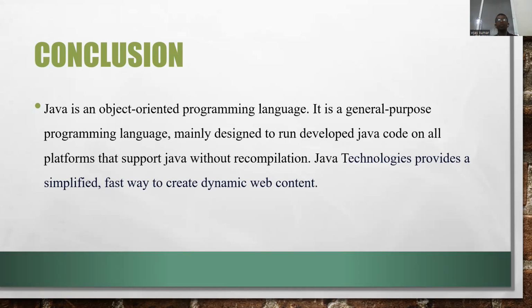Java is a general purpose programming language, mainly designed so that the developed Java code runs on all the platforms that support Java without recompilation. That means you can write the Java code once and run it on any platform. Java technologies provide a simplified and fast way to create a dynamic website.